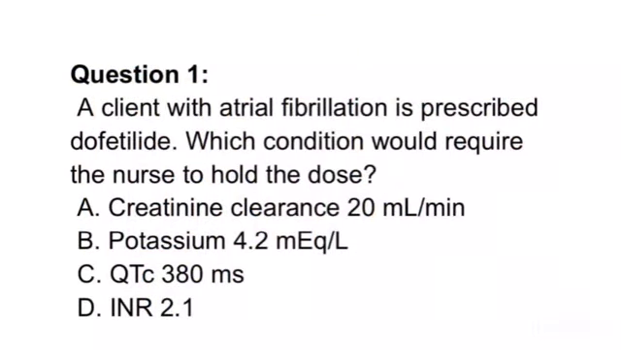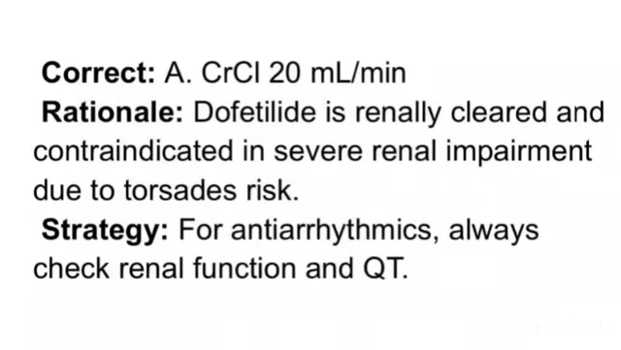A client with atrial fibrillation is prescribed dofetilide. Which condition would require the nurse to hold the dose? A. Creatinine clearance 20 ml per minute. B. Potassium 4.2 milliequivalent/L. C. QTc 380 milliseconds. D. 2.1 mg/dL. Correct: A. CrCl 20 ml per minute. Rationale: dofetilide is renally cleared and contraindicated in severe renal impairment due to torsades risk. Strategy: for antiarrhythmics, always check renal function and QT.